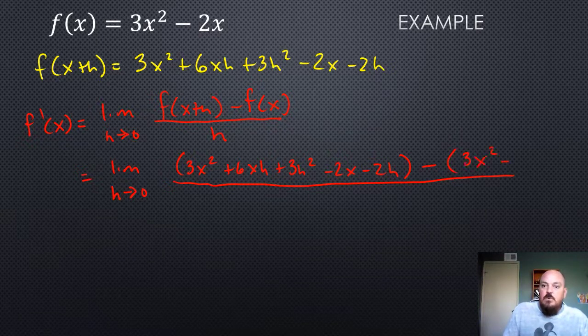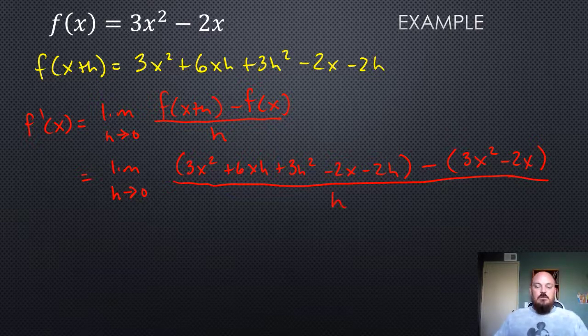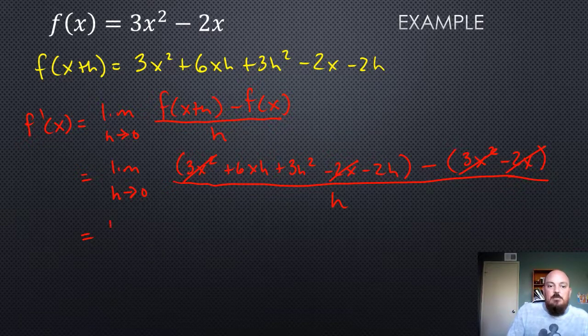That's 3x squared minus 2x. And the whole thing is over h. Now what happens is everything from the second term, everything from f of x, cancels. Like right here, I have a 3x squared minus a 3x squared. That cancels. And right here, negative 2x minus negative 2x. That cancels because minus a negative turns into a plus. So it does clean up a little bit.